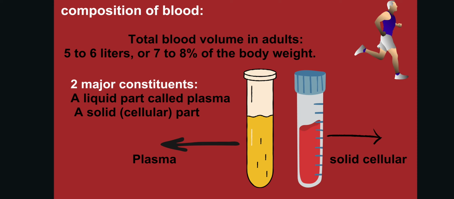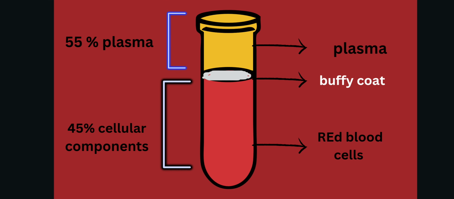Now, if we have a tube of blood and we put it in the centrifugation and we separate it, we will end up having two major constituents: the liquid portion, which is plasma, and the solid portion, which is the red blood cells. So let's go deep into this. This is the tube that we have after we centrifuge it.